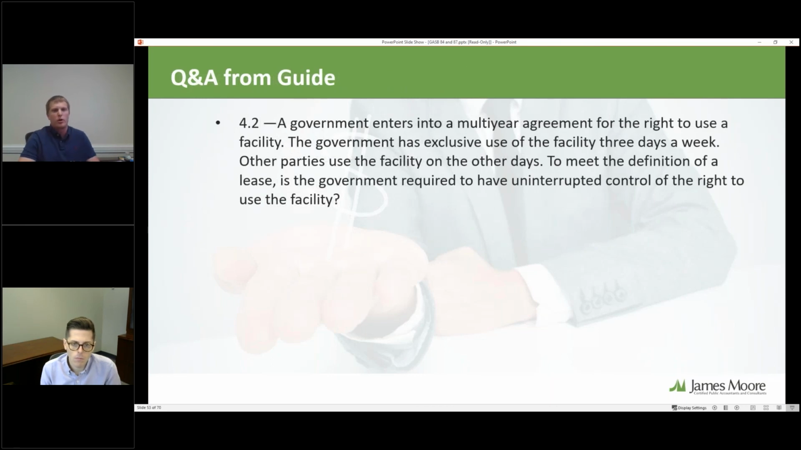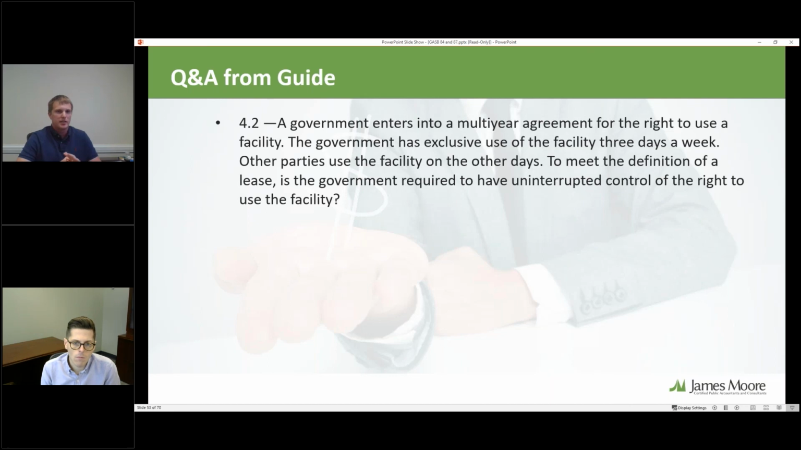So jumping into some of the questions that I think are some of the most helpful or applicable. A government enters into a multi-year agreement for the right to use a facility. The government has exclusive use of the facility 3 days a week. Other parties use the facility on the other days. To meet the definition of a lease, is the government required to have uninterrupted control of the right to use the facility? So this is one that I may have referred to back at the beginning of the presentation. The answer here is no.